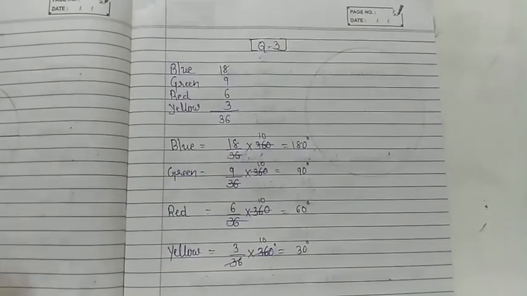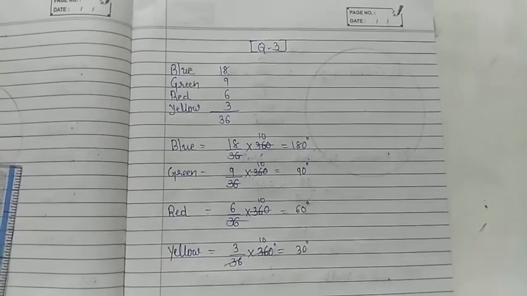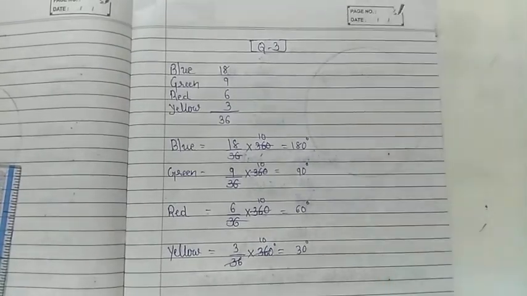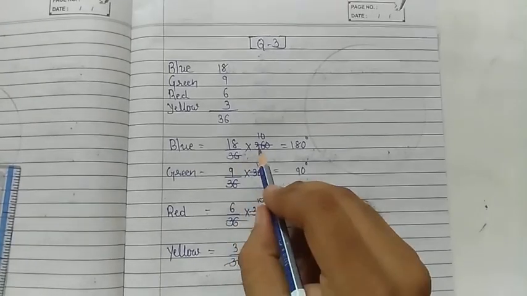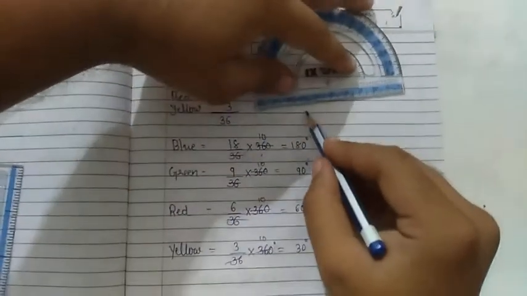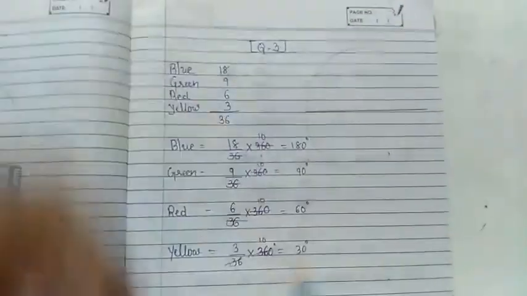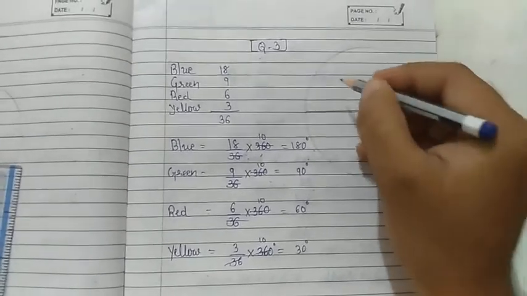So all the data I wrote over here. Now simply we have to find out the angles for the different colors. First of all, blue is 18, so 18 divided by 36 multiplied by 360, because we know that the central angle, total 360 degrees, is there in the circle. So 18 tens are 180, so 180 is the blue color. Let me draw 180 for blue. So this is my circle. Here this one is 180 degrees, it's blue.